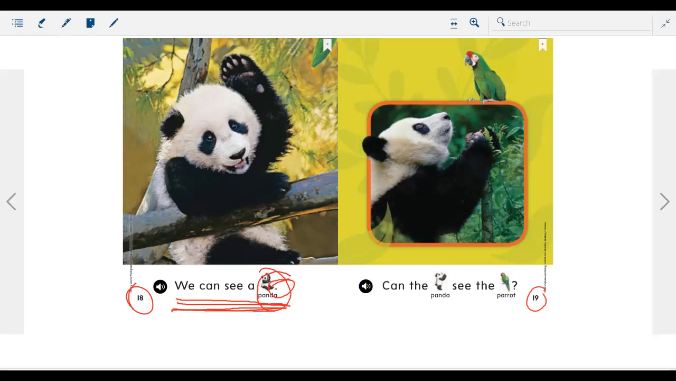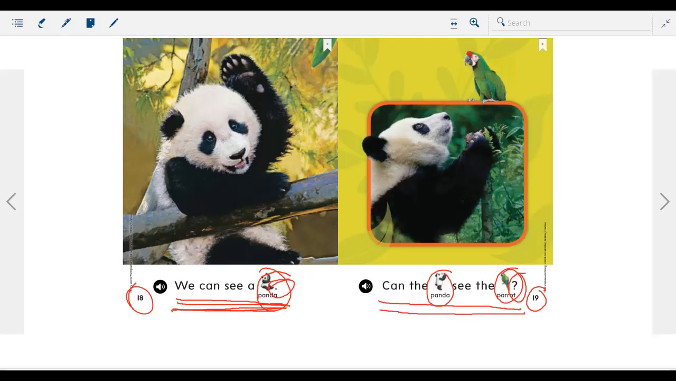Let's go to page 19. There are two rebus. 1, 2. Those are giving us clues to what the words are. Let's read together. Can the panda see the parrot? And we have a question mark at the end of this sentence because this is a question. This is asking a question. Let's read it again. Can the panda see the parrot?